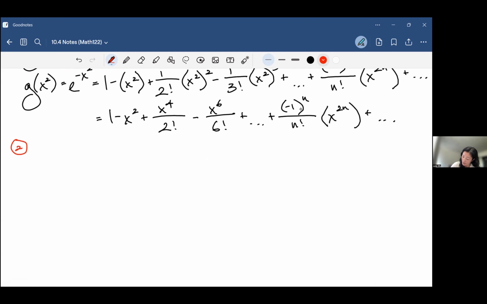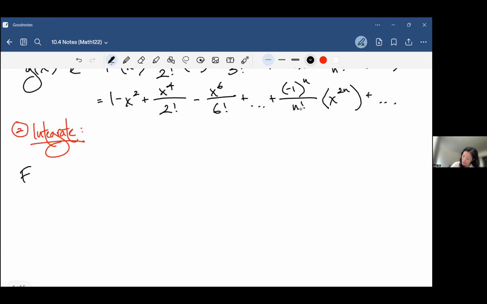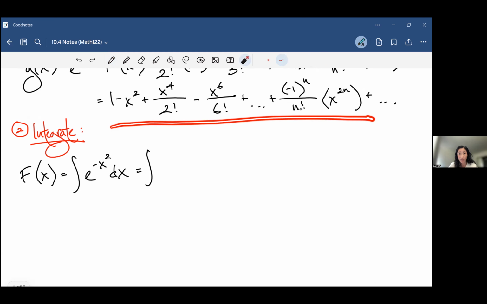Before we get there, we need to integrate. My integral is going to be the integral of e to the negative x squared dx. I'm not going to put in my bounds quite yet because I want to do the integral first and then plug in my numbers after. Instead of writing e to the negative x squared, I'm going to replace it with the series that I have.